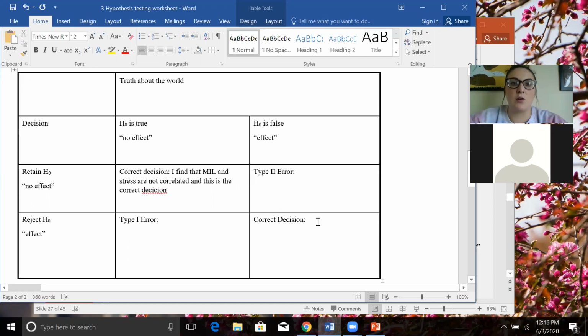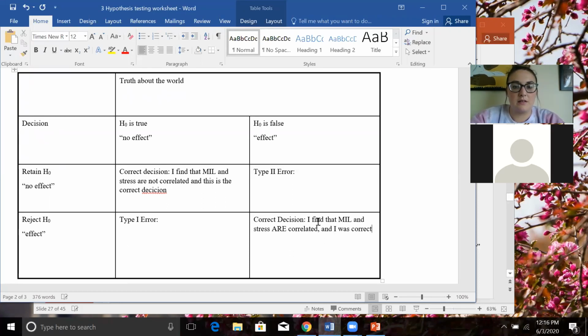If we're living in this quadrant, which is what we want, I find that meaning in life and stress are correlated, and I was correct. Yeah, awesome. That's what you want. Fix that typo so it doesn't drive me crazy.